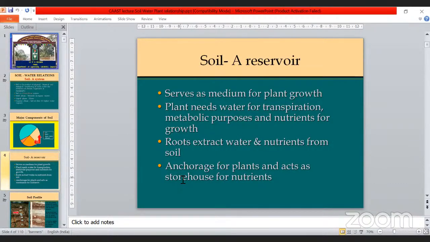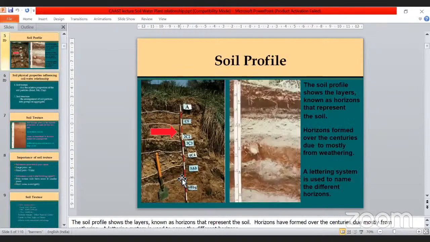They can stand easily and can translocate all the nutrients. Nutrients are also uptaken by the plants from the roots to the needed part of the plant, maybe in the leaves, stem, or maybe in the fruit product. So this acts as a reservoir. If you look at the various kinds of soil profile, it shows that there are various layers in the soil.